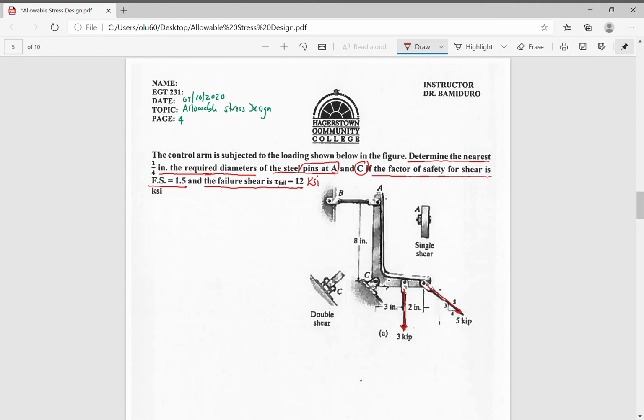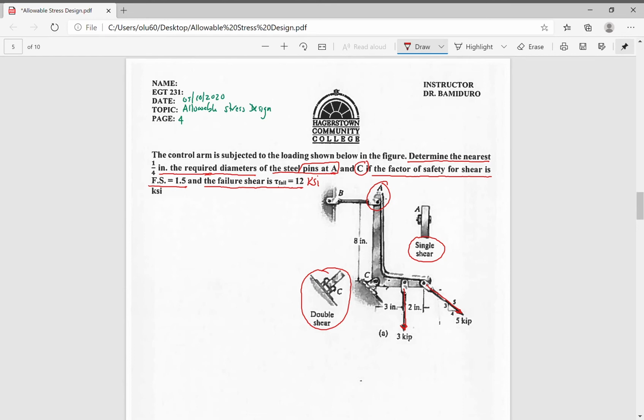Okay. So again, they've given us here that at C it's expressed as a double shear, and at A we have a single shear. And again, if you don't remember what a double shear or single shear is, I highly recommend you go into the previous video to understand what those two mean.